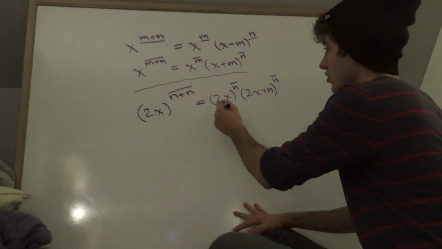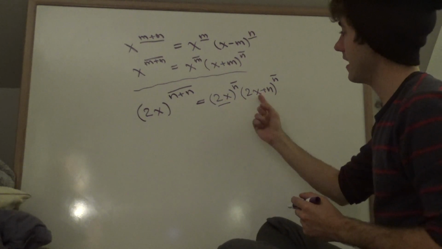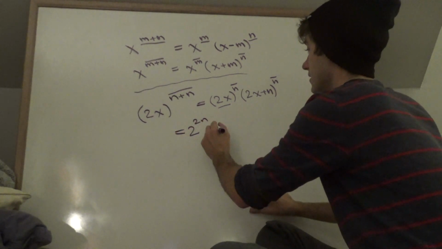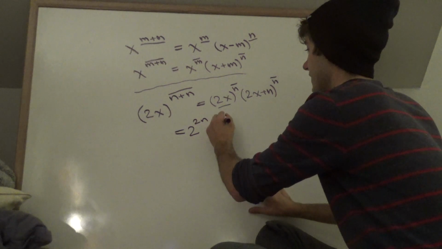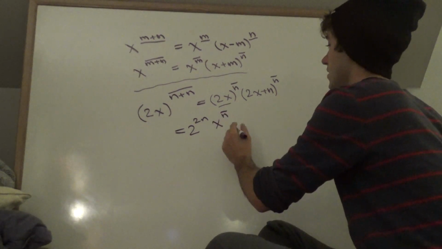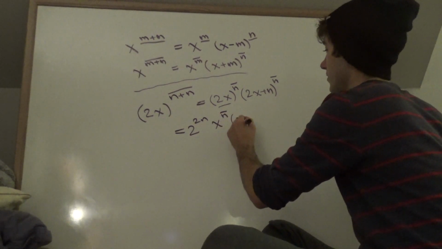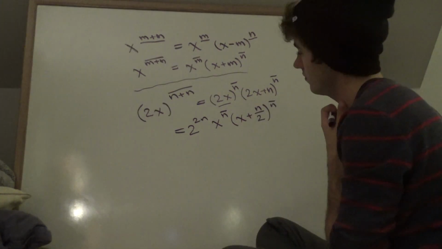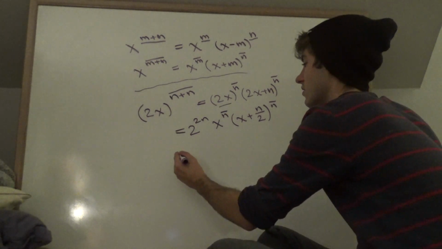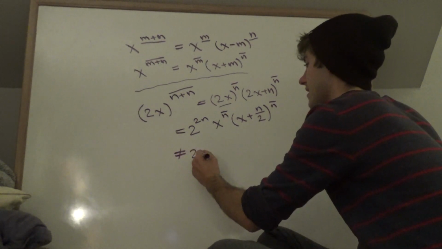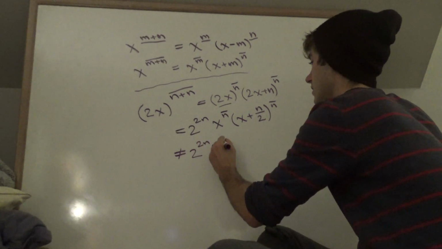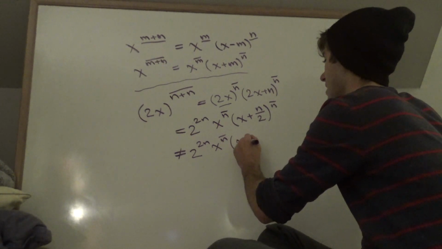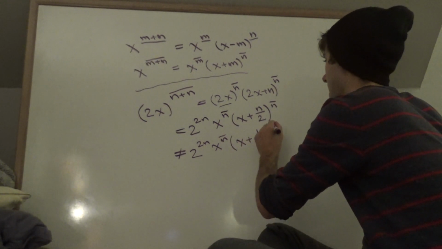But now we have n factors of 2 from here, and n factors of 2 from here. So we can factor that out. We get 2 to the 2n times the nth rising factorial of x, and the nth rising factorial of x plus n over 2. But for some reason, the Wikipedia article for this says that it's actually 2 to the 2n times the nth rising factorial of x times the nth rising factorial of x plus 1/2.